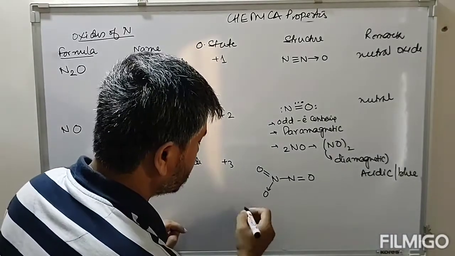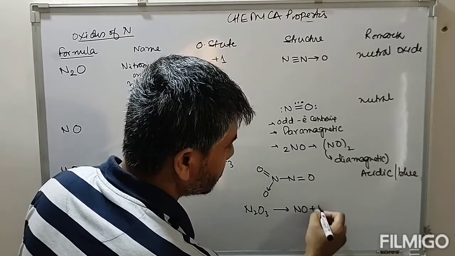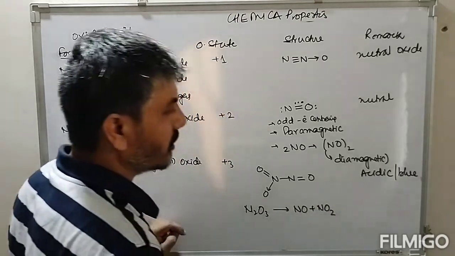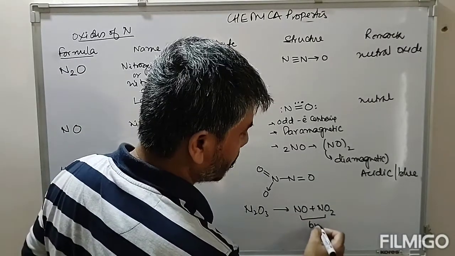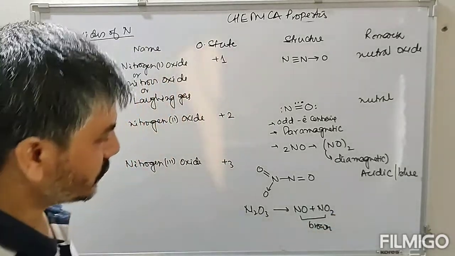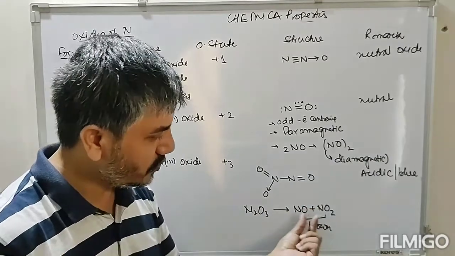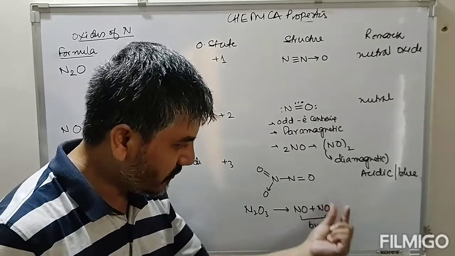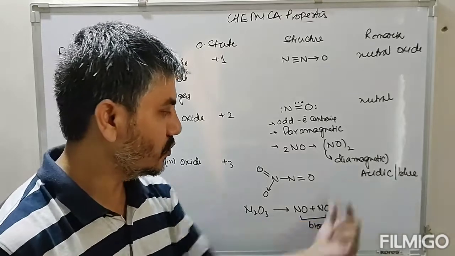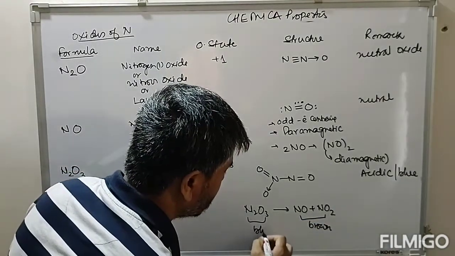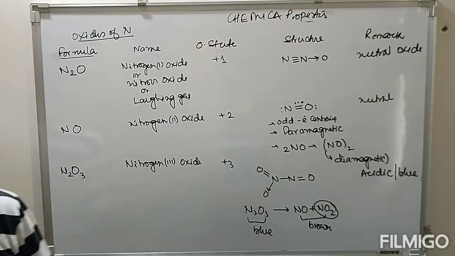So at room temperature, this N2O3 undergoes dissociation to give you NO plus NO2, and due to the formation of this NO2 the mixture of gas is brown. The color changes from blue to brown. This is blue, now it changes to brown. Brown color is due to the formation of NO2.